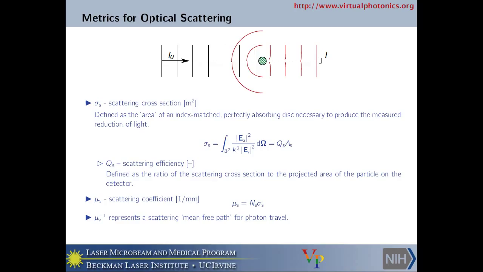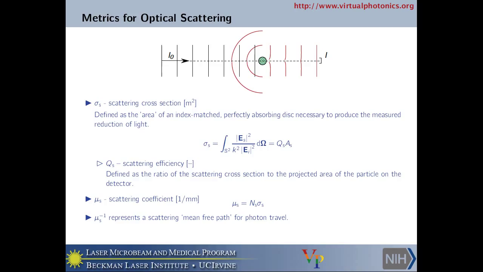And this is equal to a scattering efficiency times the area of that disk. So this is times the area of the actual scatterer. So this is the scattering cross-section. This is an area. It's given because you have a square of the wave vector there. And so this scattering cross-section can be decomposed into the scattering efficiency and the actual cross-sectional area of the scatterer.